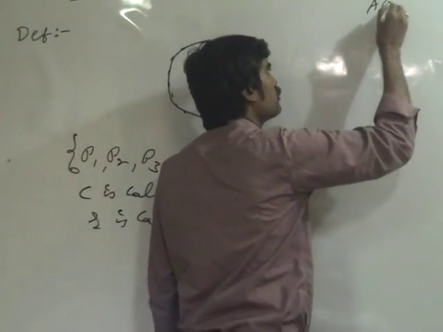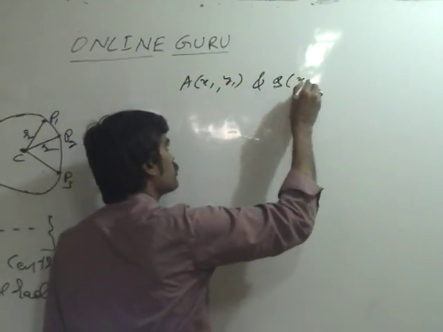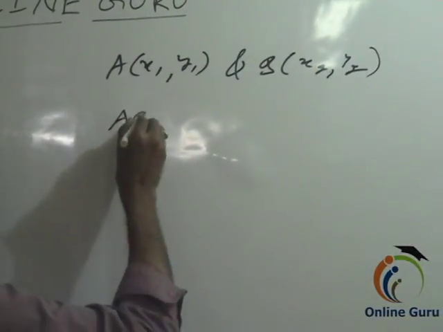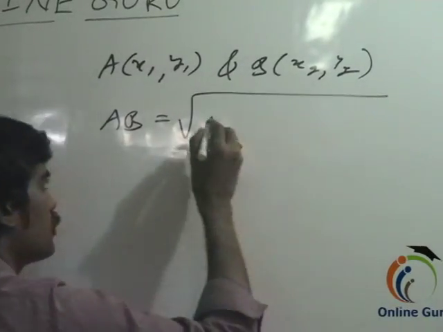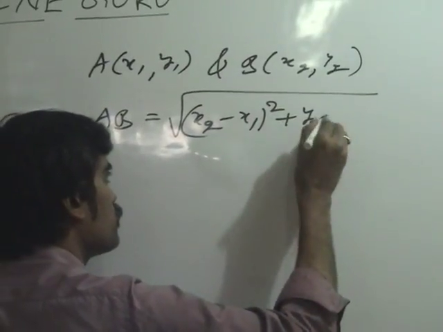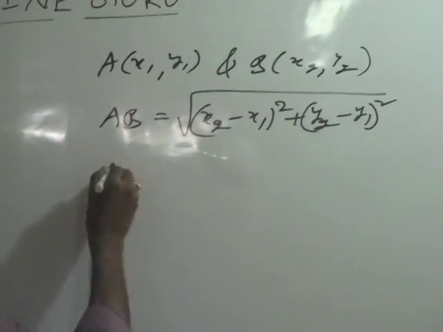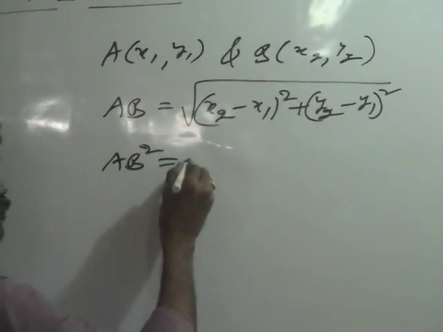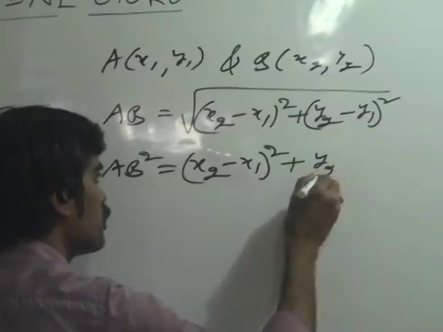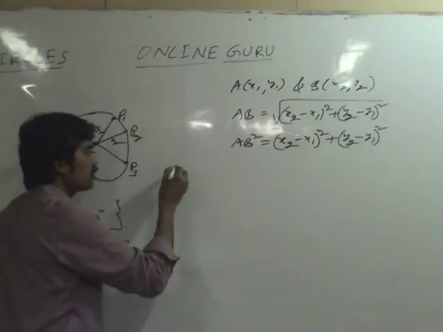If A is the point (x1, y1) and B is the point (x2, y2), then the distance between A and B is the square root of (x2 minus x1) whole square plus (y2 minus y1) whole square. If you square on both sides, then you get AB square equal to (x2 minus x1) whole square plus (y2 minus y1) whole square. Now write the theorem statement.